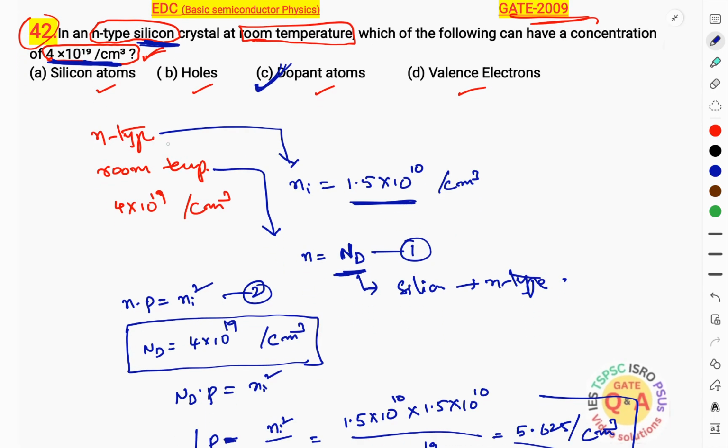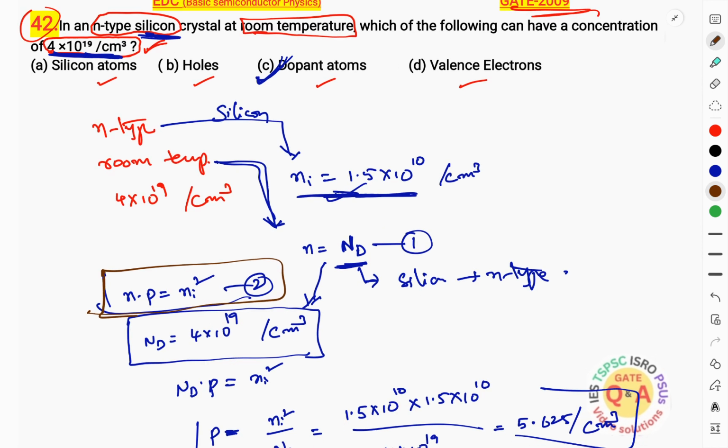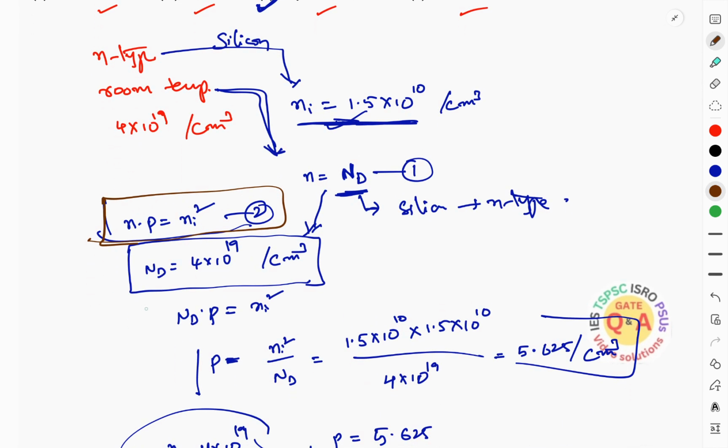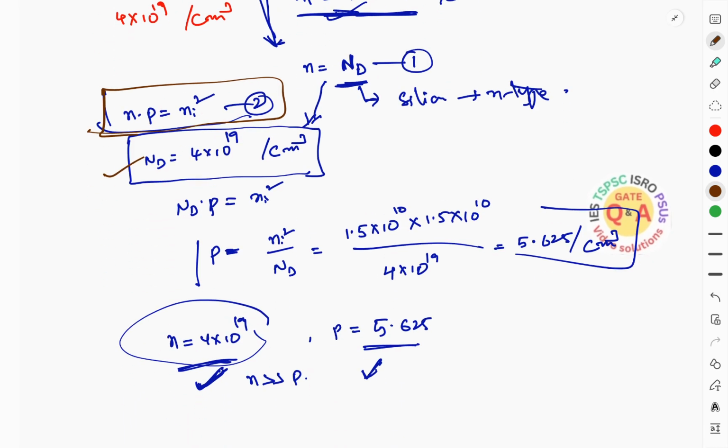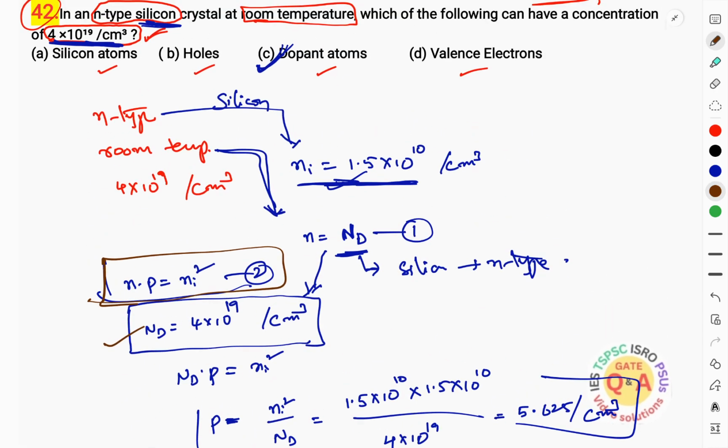First of all, given the N-type semiconductor, for N-type silicon, we need to know the intrinsic concentration. At room temperature, n is equal to the number of doped atoms. This one is from the mass action law. So just by substituting all the values, we will get p very small compared to n. So the given concentration is doped atoms.